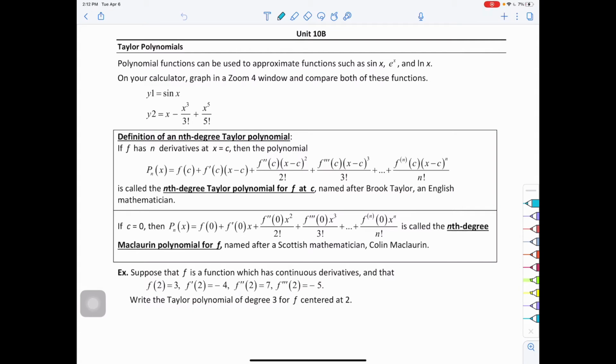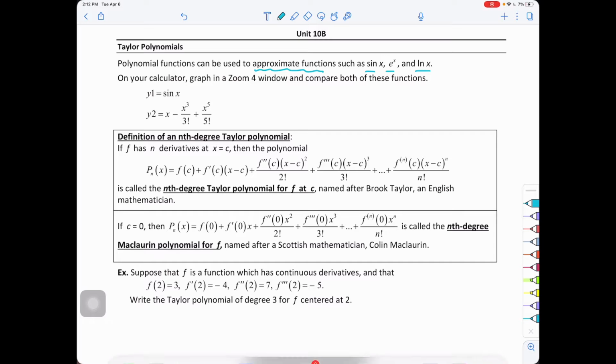This is Unit 10B, and we'll begin with Taylor polynomials. Polynomial functions can actually be used to approximate functions such as sine of x, e to the x, and the natural log of x. Let's take a look at this. On our calculator, we're going to graph in a Zoom 4 window and compare both of these functions.